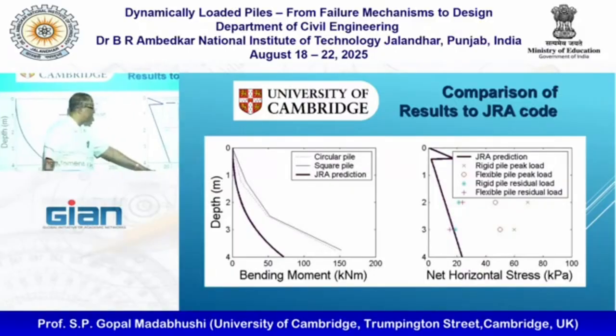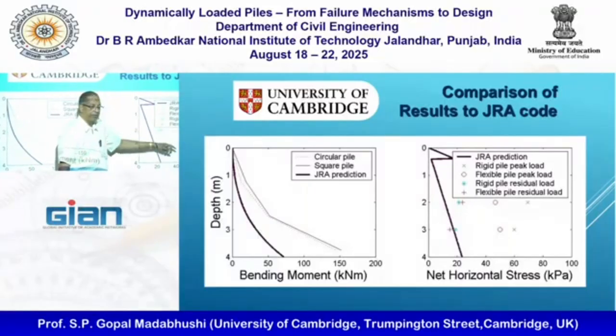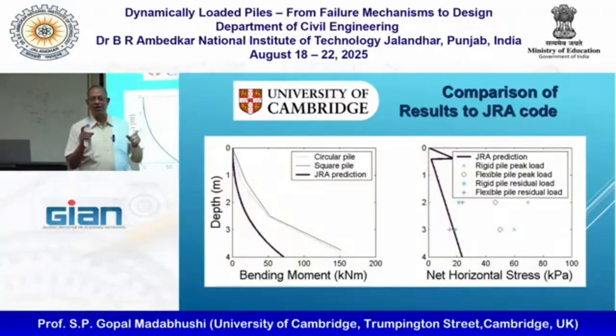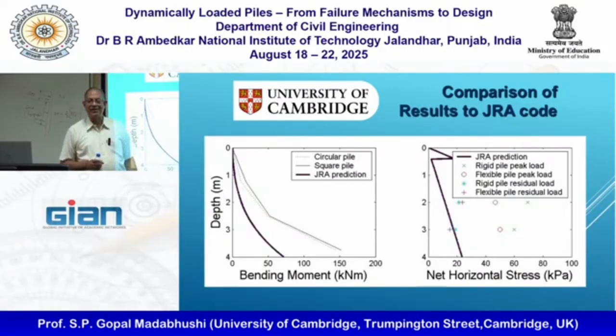So this is bending moment. This is the net horizontal stress. Again, that is quite small compared to where we were making our own measurements from the unreliable contact earth pressure cells. But at least you can get a similar order of difference in magnitude between what they are saying you should use for design and what we were measuring.